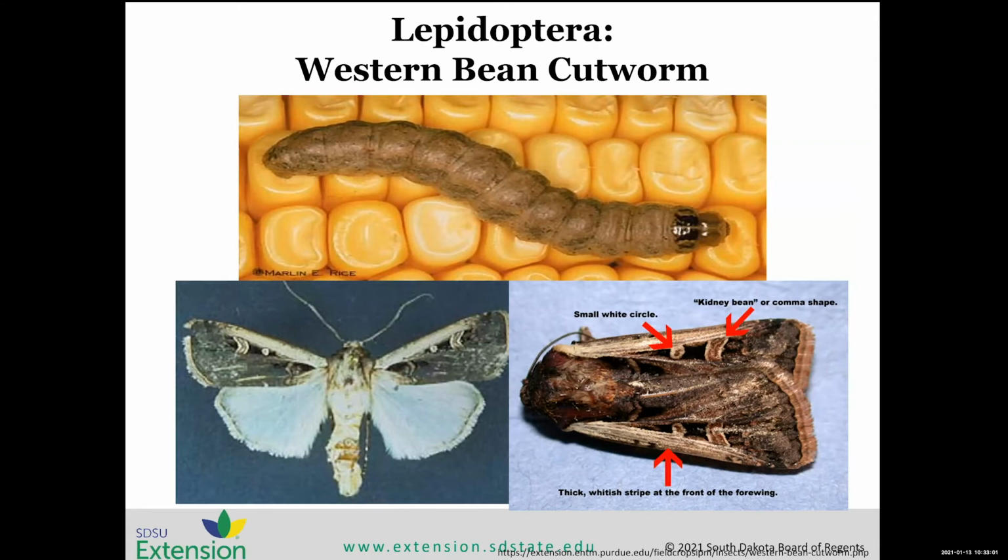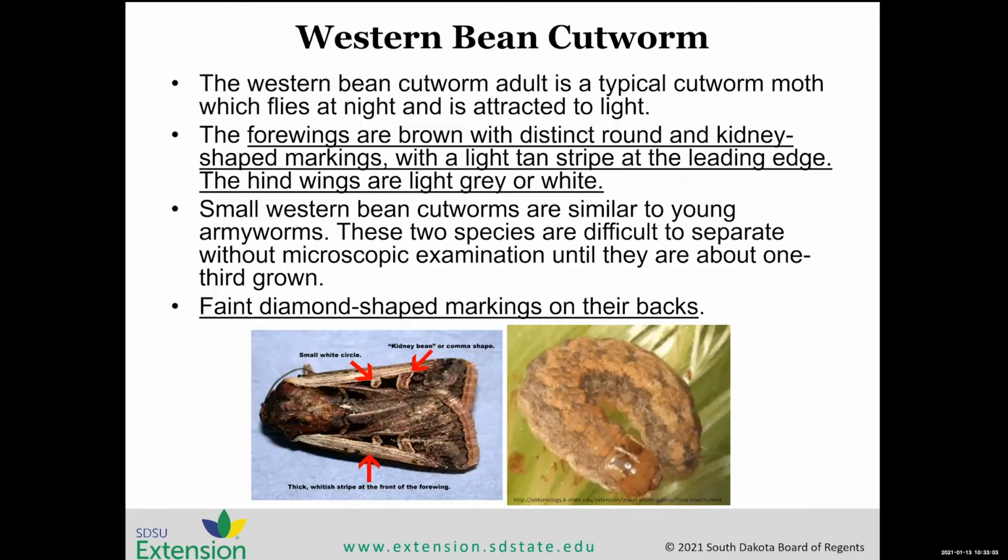So our very last insect is a western bean cutworm. Yeah, I'm running out of time here. The western bean cutworm adult is a typical cutworm moth, which flies at night and is attracted to light, so you won't see them unless you're there at night. The forewings are brown with distinct brown kidney-shaped markings, that kidney bean kind of shape with a light tan stripe on the leading edge of the forewing. You can see that on each side there.